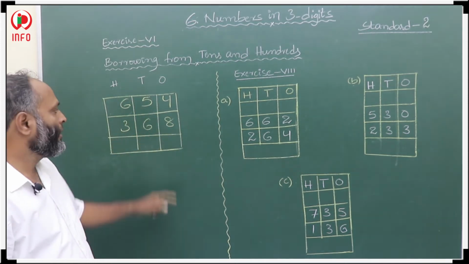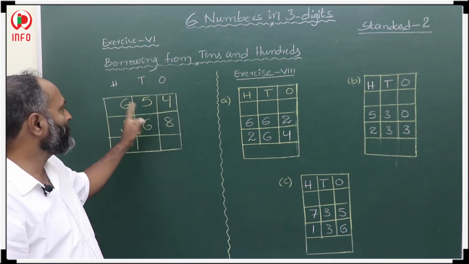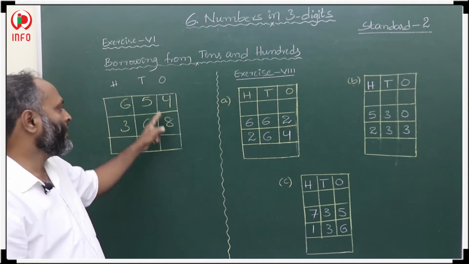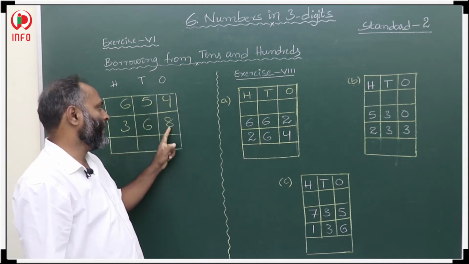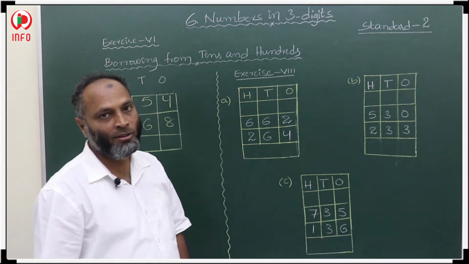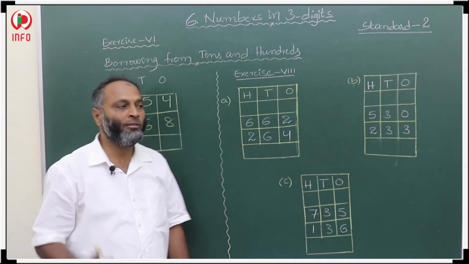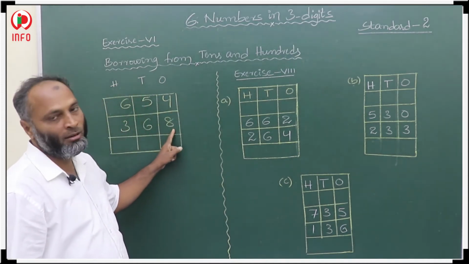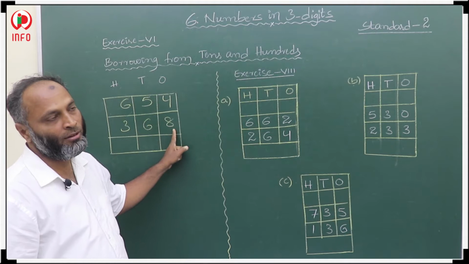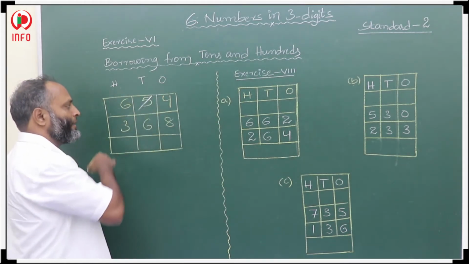Then how to borrow? First we start from the ones place and go to the hundreds place. Here 4 is there in the hundreds column and 8 is there. 4 minus 8 is not possible. Why? 4 is a small value and 8 is a big value. Small minus big, we can't subtract. So what to do? We have to borrow from tens.